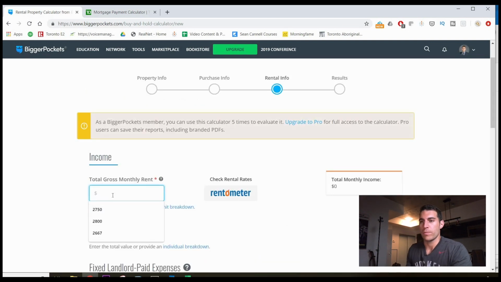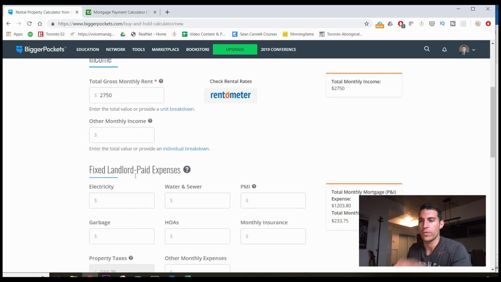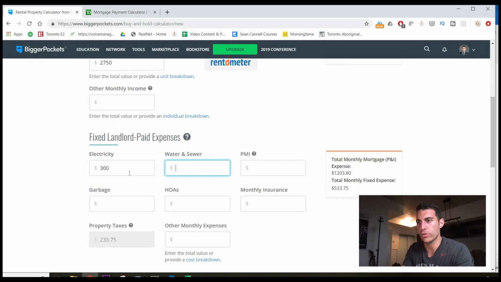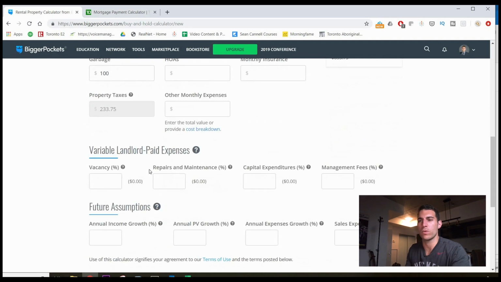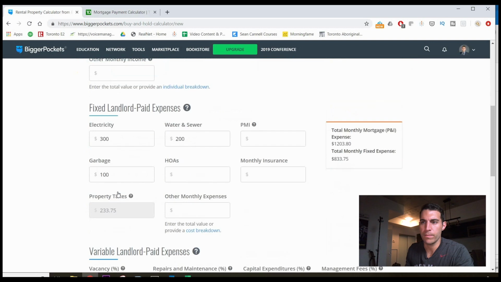Okay, so here's the fun part. The scheduled income was $2,750. Other monthly income, no laundry income. Electricity, that was, I believe, $300. Water, let's call that $200. I'm just kind of going by memory. I think they were fairly close and I had some of these already filled out. HOA's monthly insurance, we're gonna leave for now. Other monthly expenses. So before we go there, that's your income.